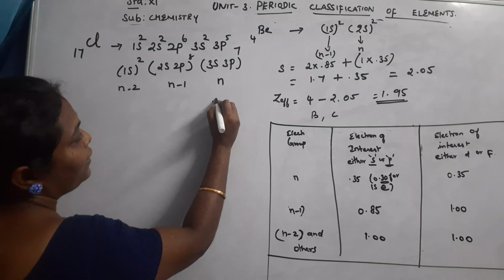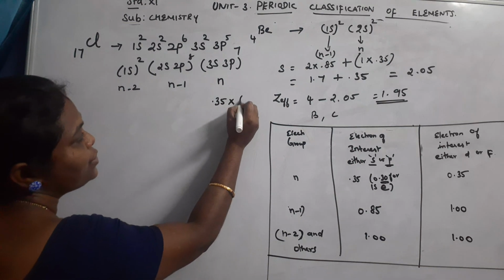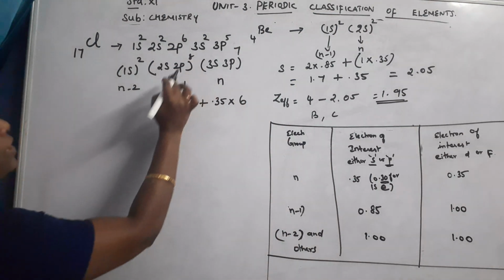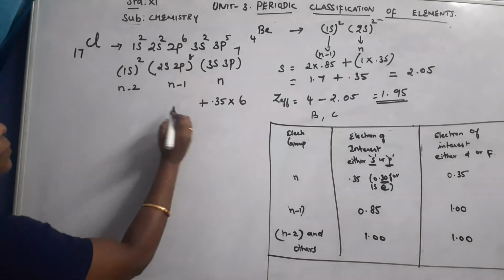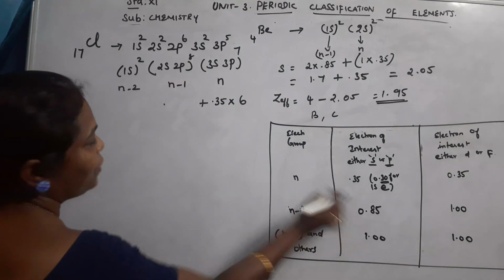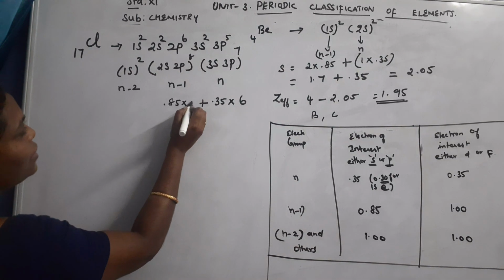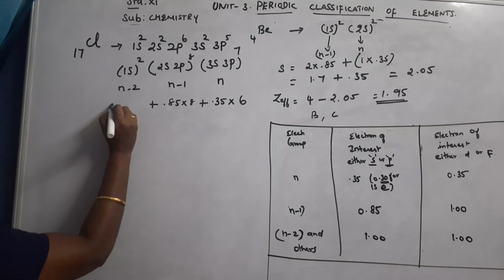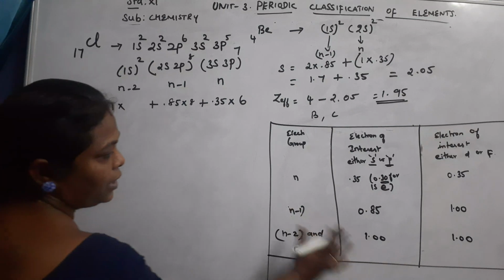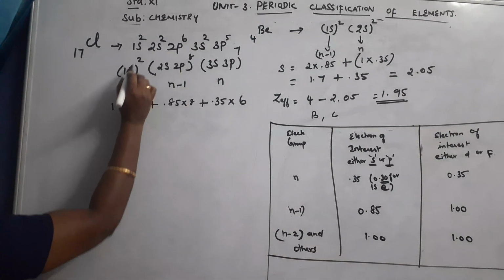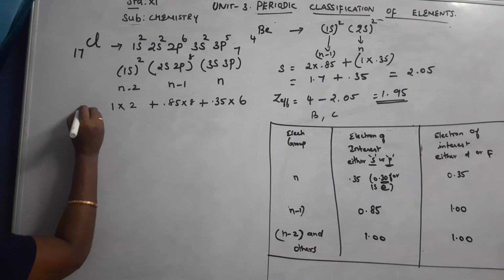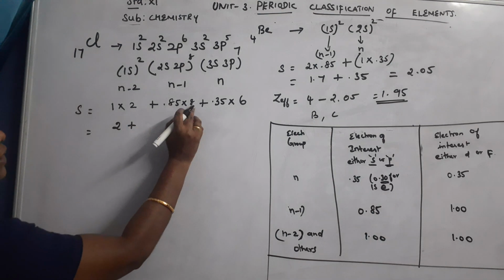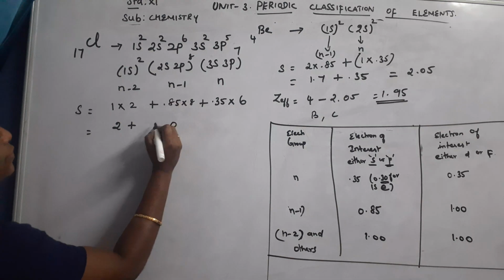So 0.35 into 6, plus how many electrons are total in the n minus 1 shell? 8. So for n minus 1, 0.85 into 8. Then plus, the n minus 2 electrons contribute 1. How many electrons are here? 2. So S equals 2.1 plus 6.80 plus 2.10.